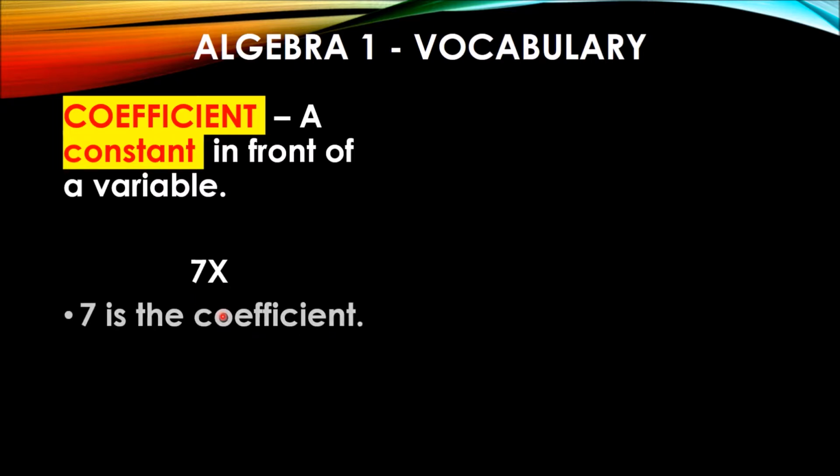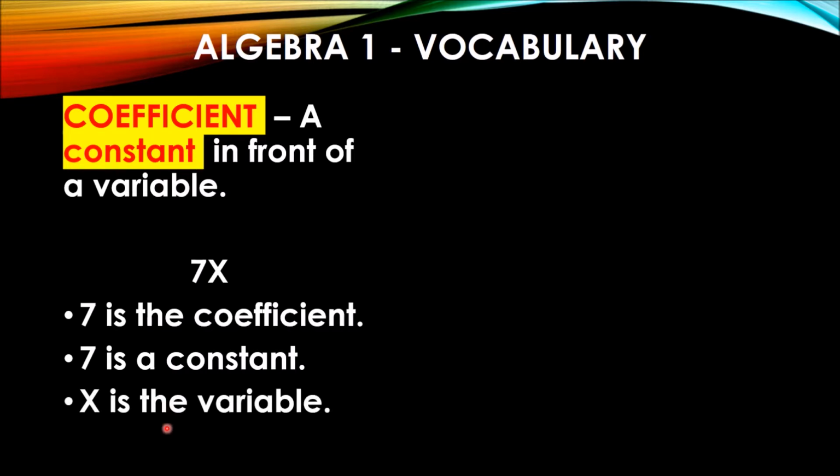So 7 is the coefficient here. It's the constant that's in front of the variable. So remember, 7 is a constant, but in this case it's also a coefficient. And x is our variable. Remember, just like our example, t is the variable because the temperature would change. So here x is our variable. That number we put into x can change.